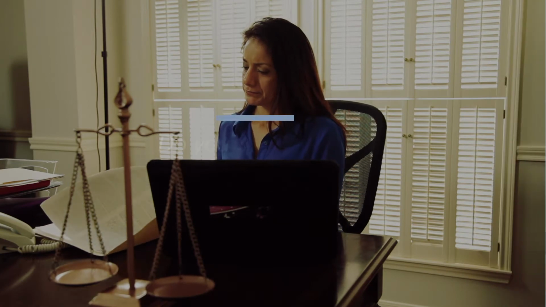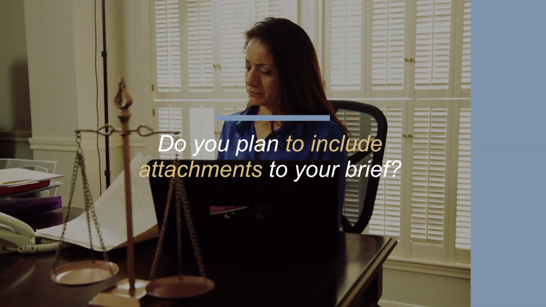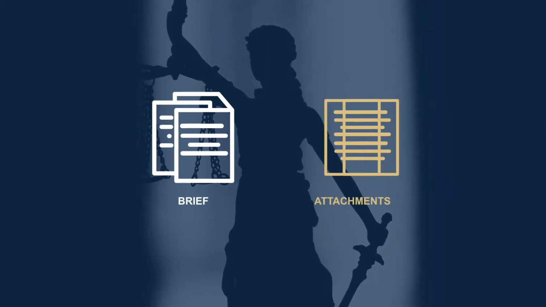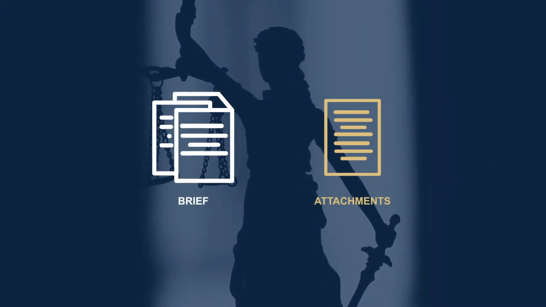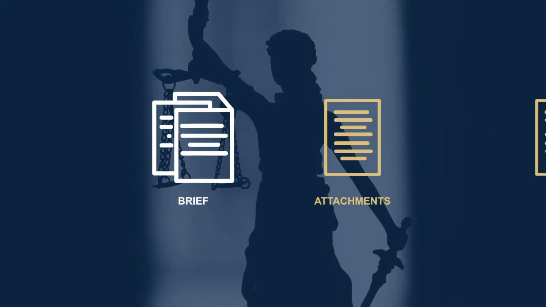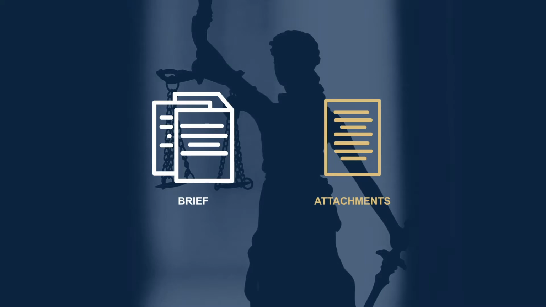Moving on, do you plan to include attachments to your brief? There's a strict rule that you can only include 10 pages of attachments, unless you get permission from the court. And you can only include exhibits or materials that are already in the record on appeal, or in rules or regulations related to your appeal.